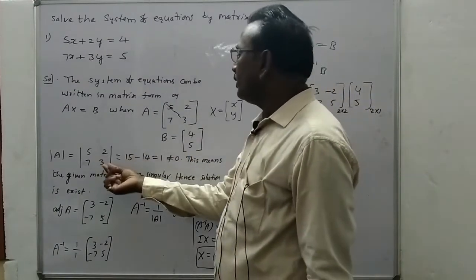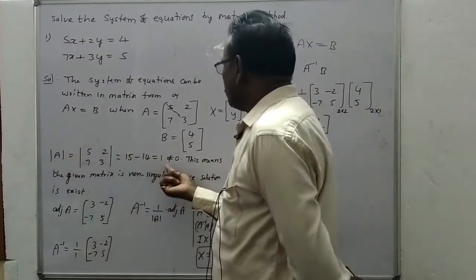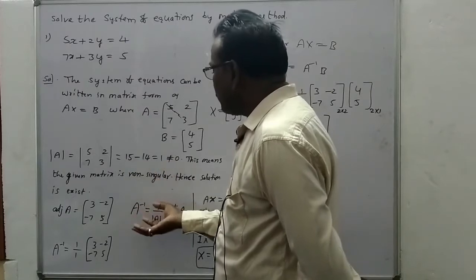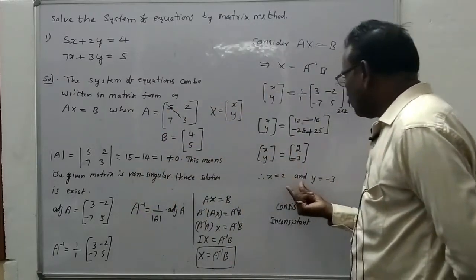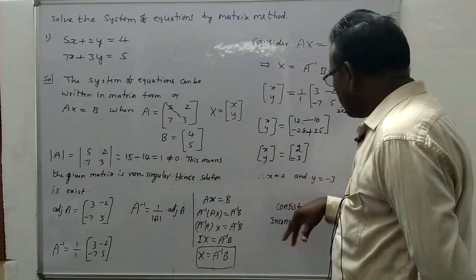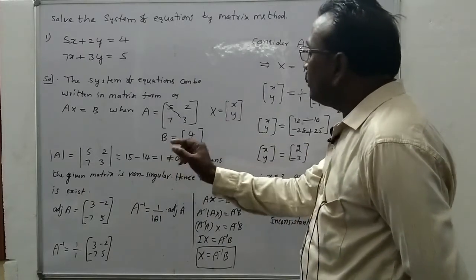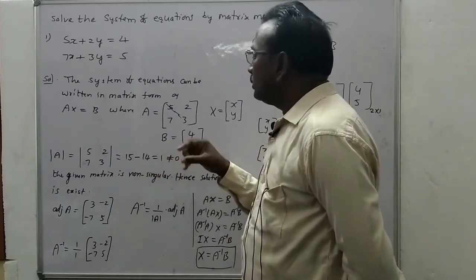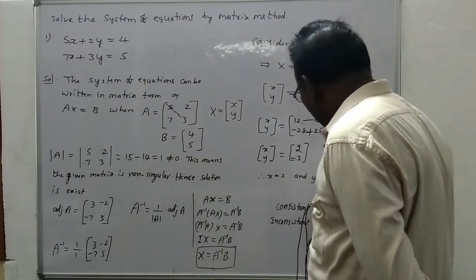It depends on the determinant value. If the determinant is not equal to 0, that means non-singular, A inverse exists. If A inverse exists, this equation has a unique solution, so therefore the system is consistent. What is the condition for the system to be consistent? The determinant value is not equal to 0. If the determinant is not equal to 0, the system is consistent.